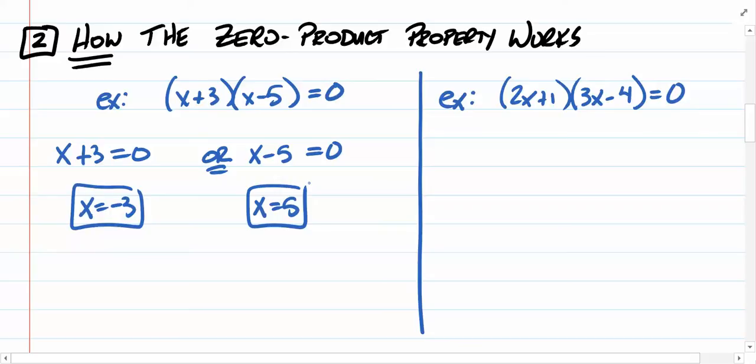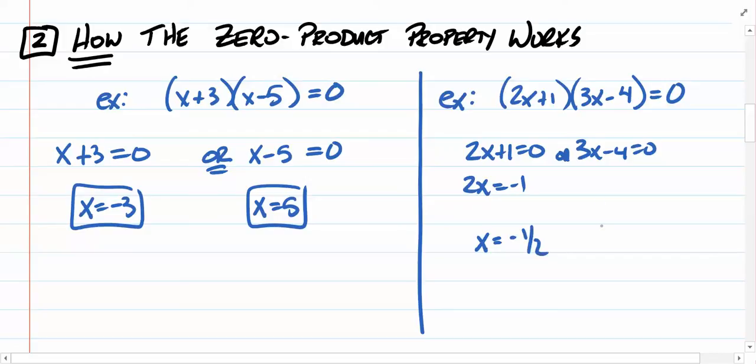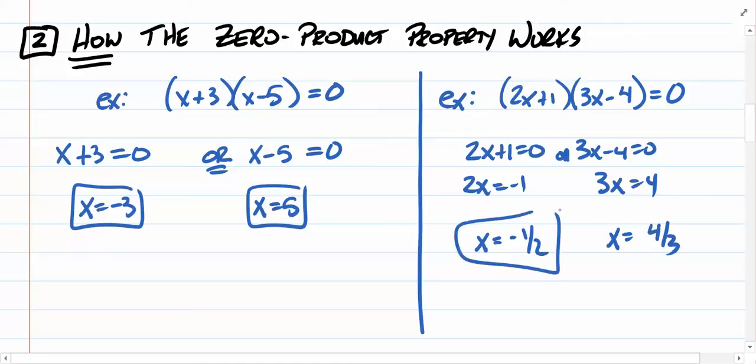Take a look at the right-hand side over here. Okay, 2x plus 1 times 3x minus 4, same kind of thing. This binomial times that binomial is equal to 0, so the zero product property says it must be true that either 2x plus 1 is 0, or 3x minus 4 is equal to 0, and you solve each one individually. This says that 2x would be equal to negative 1, so x would be negative a half, and this says that 3x would be equal to 4, so x would be equal to 4/3. So this is how the zero product property works, but it only works if there is a 0 on the other side of the equation.